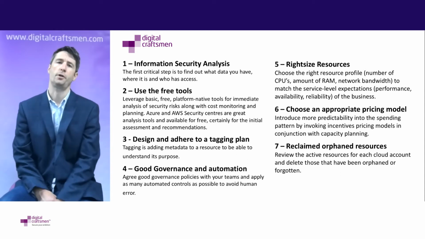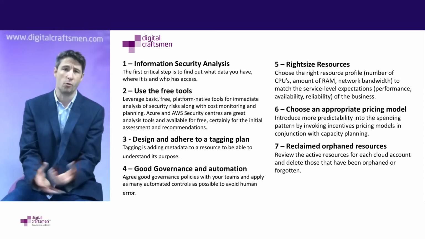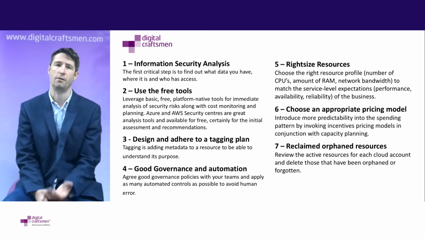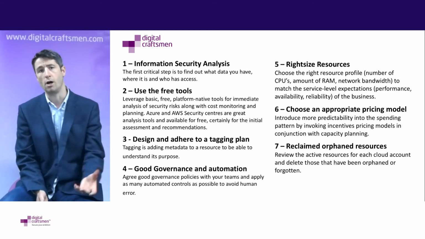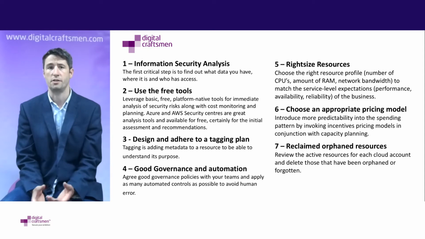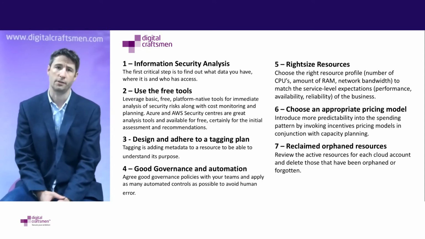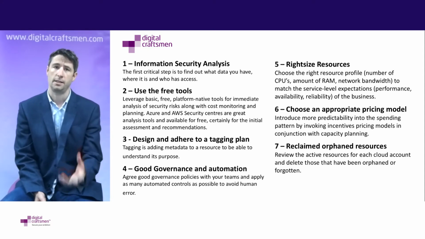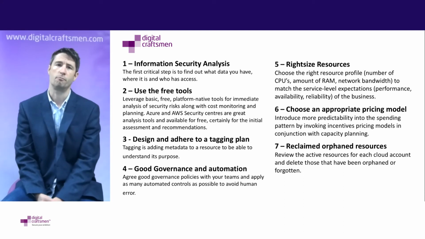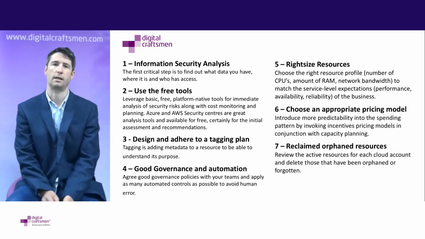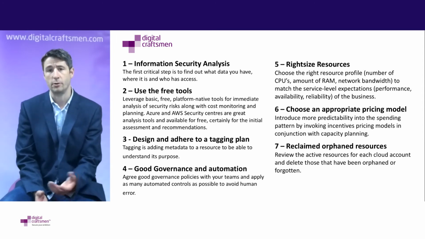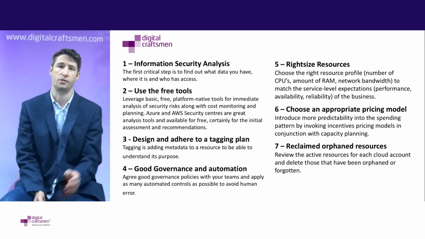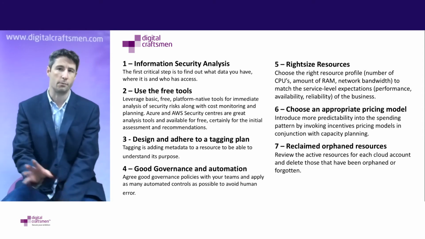Number 6 is choose an appropriate pricing model. Introduce more predictability into your spending patterns by invoking pricing models in conjunction with capacity planning. So reserved instances, for example, over a 1 or 3 year period where usage is known can yield significant cost savings. Number 7 is reclaim orphaned resources. Review the active resources for each cloud account and delete those that have been orphaned or forgotten. For example, deleting an AWS instance with permanent EBS storage just deletes the instance, not actually the back-end disk, which must be removed separately.